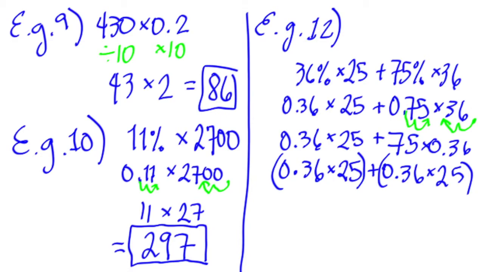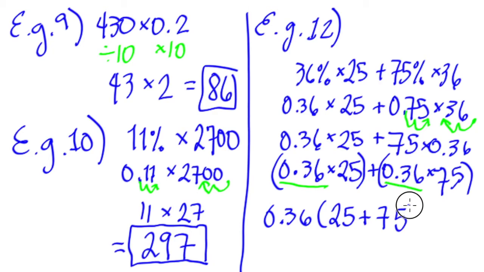Can you see something from there? I hope you can see that there's a common factor of 0.36 here and here. And one more thing, I made a mistake. This should be 75 instead of 25. My bad. Now what will we do? We will take that common factor out, just like in algebra. So we have 0.36 times the addition of whatever's left: 25 plus 75, since we have taken out 0.36 already.